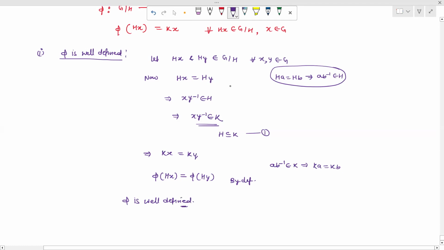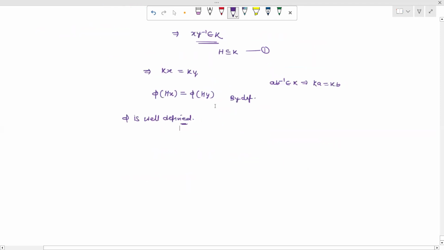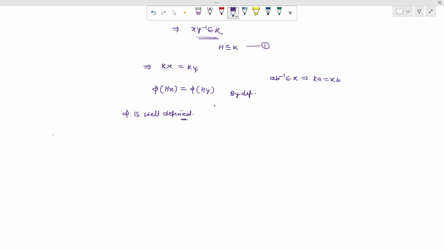Now, when the function phi is well defined, we move to the second part: phi is a homomorphism.